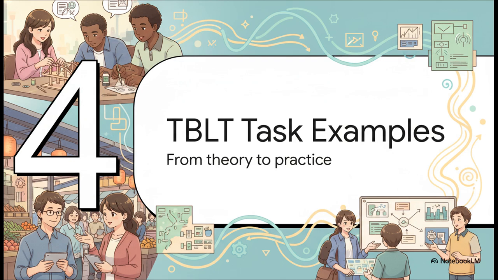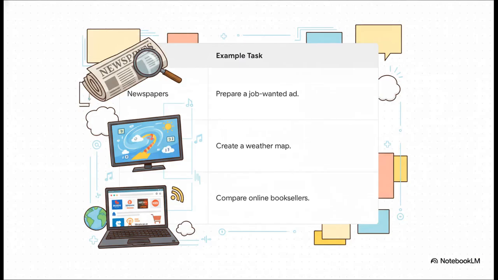Okay, so that's the theory, but what do these tasks actually look like? Let's get into some real-world examples to make this all a bit more concrete. This just shows you how TBLT really leans on real-world stuff. So instead of some boring textbook dialogue, you might get a real newspaper and have to create a job ad, or you watch a real weather forecast and have to create a weather map. These tasks feel authentic because they're the kinds of things people actually do.